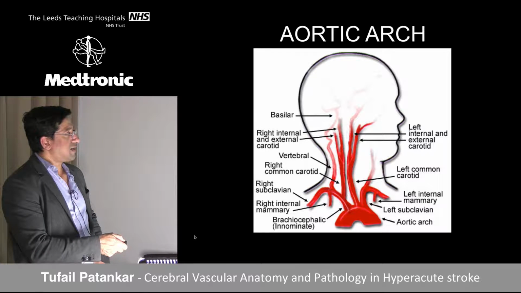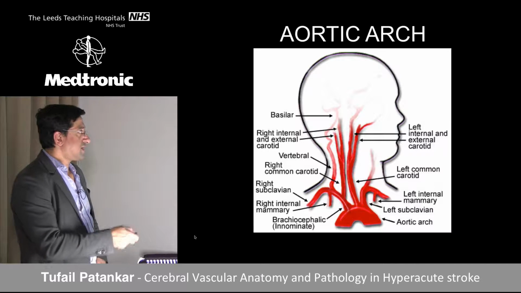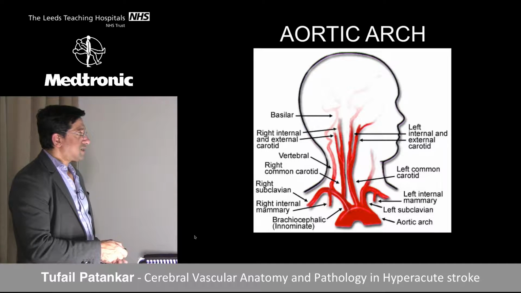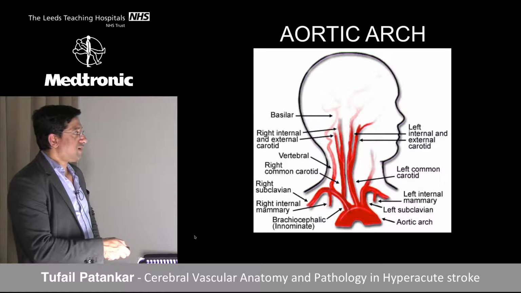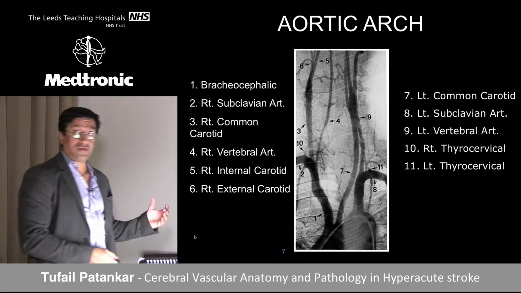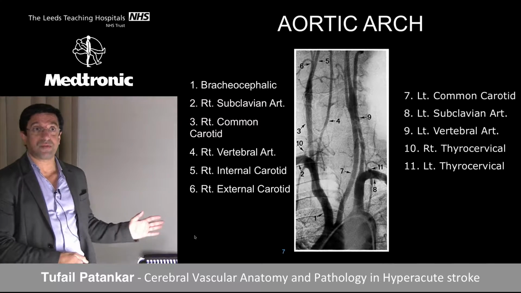Okay, on the left side again, you've got the left subclavian artery, and then you've got a left vertebral artery. Again, remember three big vessels coming from the top. One is the right-side brachiocephalic, left common carotid, and left subclavian. When you do an angiogram, again you've got exactly what you're going to see. Most of the people, can you see?